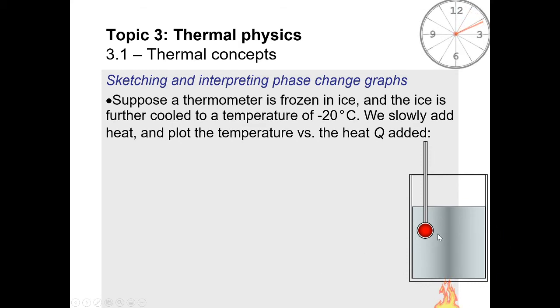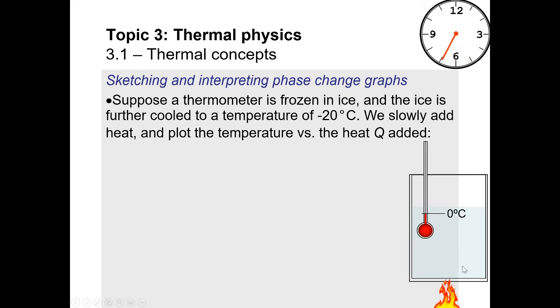Now we're going to slowly add heat. So we put a heat source on the bottom and the time is elapsing. And we're going to plot the temperature versus heat added. So right now we're at minus 20 degrees Celsius and we're adding heat. So what happens? As we add heat, the temperature increases until we hit 0.